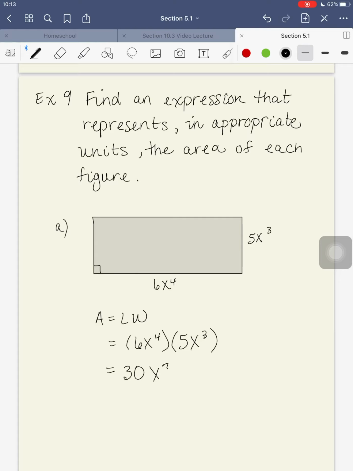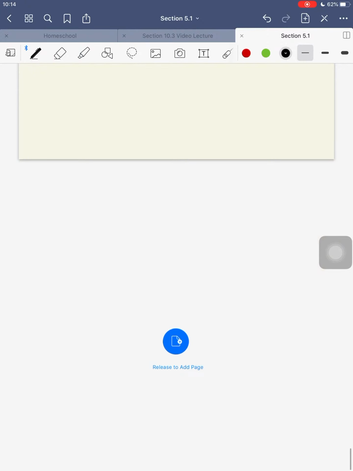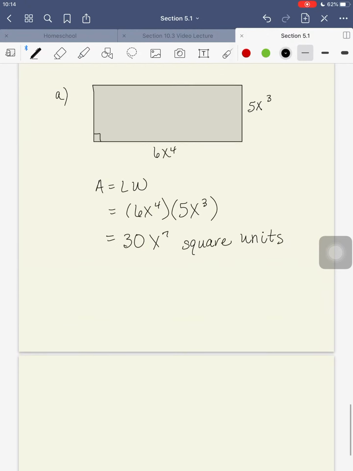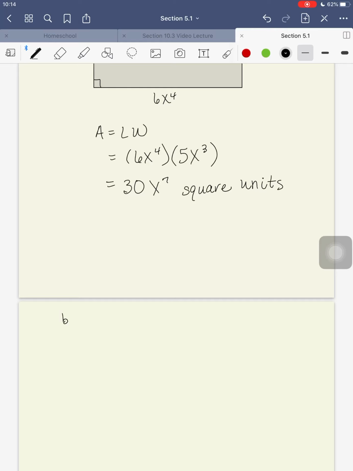And we always give area in square units, so you'll say 30x to the 7th square units. All right, let's do the next one. The next one is a triangle.